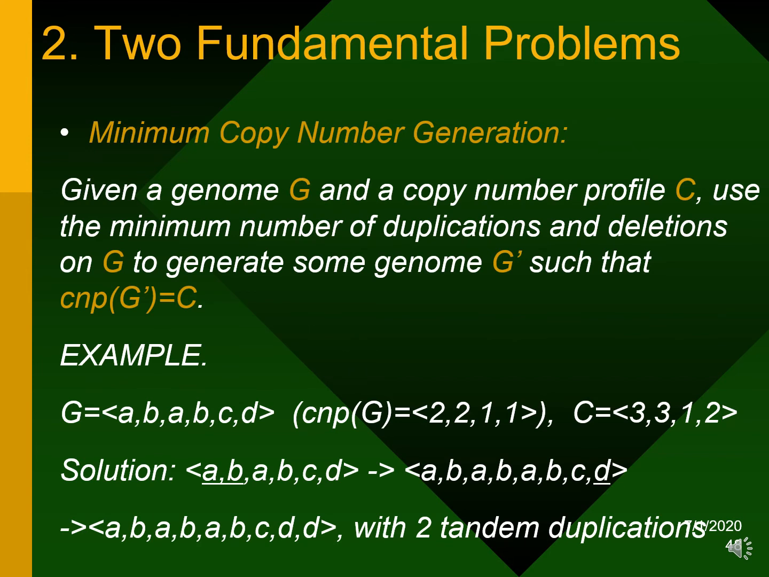Here is an example showing how this MCNG works. You have G, which is AB, AB, CD, and the CNP of G is 2, 2, 1, 1. The target copy number profile is 3, 3, 1, 2, and you can copy AB, then D, both tandem, to have the sequence AB, AB, AB, C, D, D, which has the corresponding copy number profile.